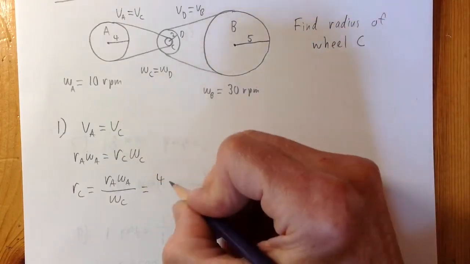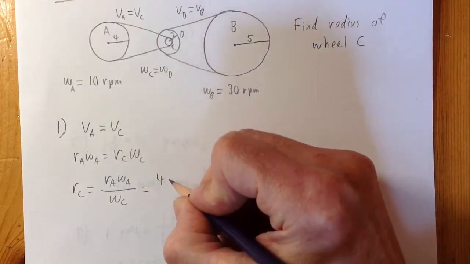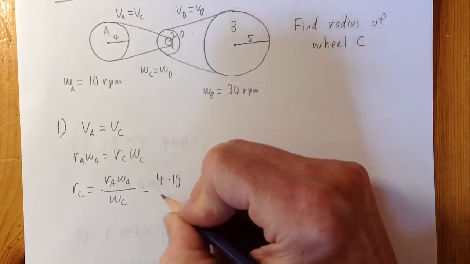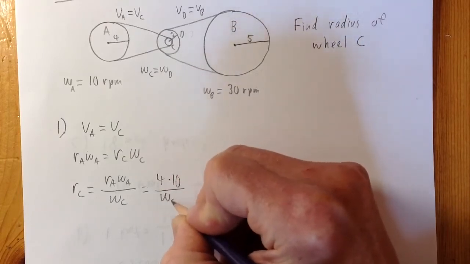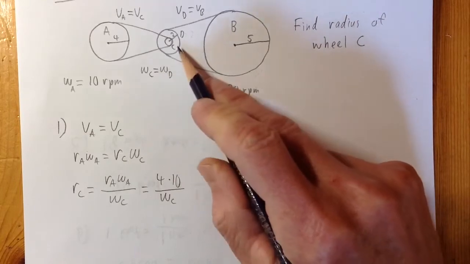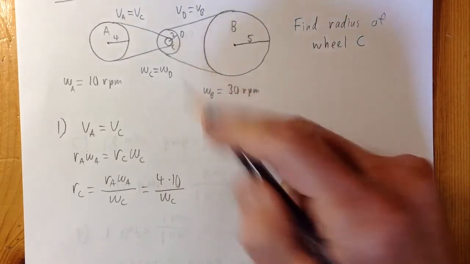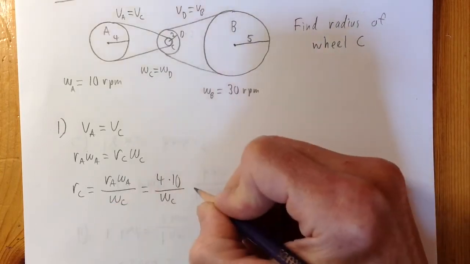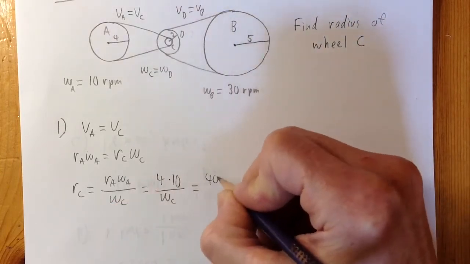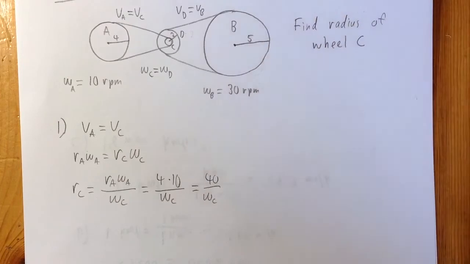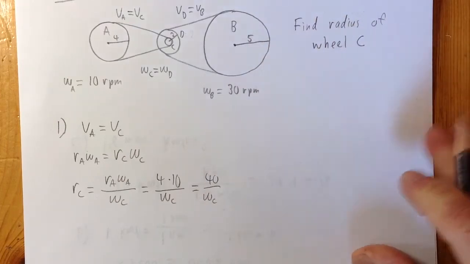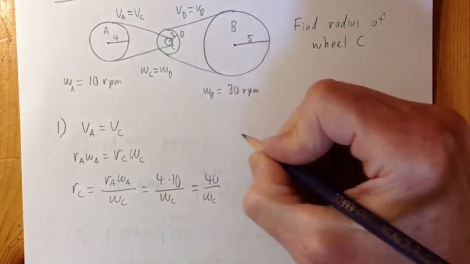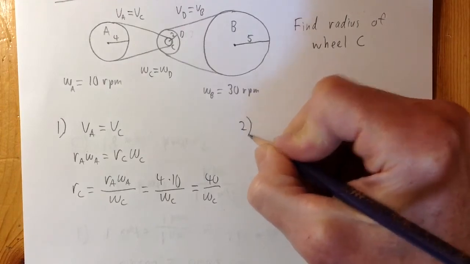RPMs and RPMs. So it's 4 times 10 divided by omega C, and we don't know what omega C is. We just know that it's equal to omega D. So we're kind of stuck. So RC, we have a formula for it. It's 40 over omega C, but now we've got to figure out what omega C is. So we know some other things. Let's see, what else do we know?